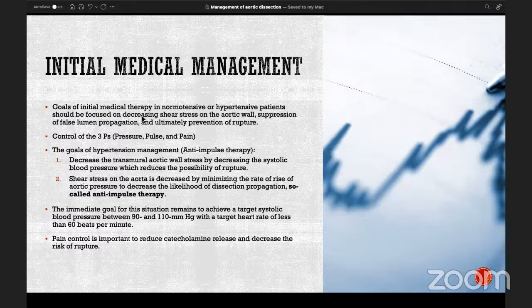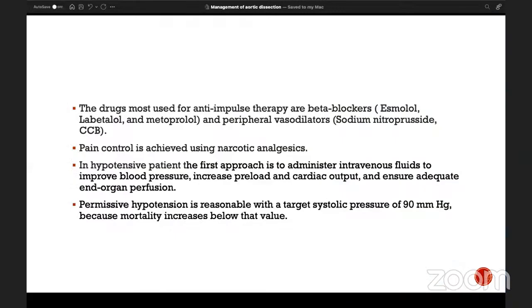The goal for blood pressure target is around 90 to 110 systolic with a target heart rate less than 60 beats per minute. This is usually achieved by a beta blocker as a first-line agent, commonly esmolol and labetalol. Other second-line medications include calcium channel blockers, either dihydropyridine or non-dihydropyridine, in addition to sodium nitroprusside in some patients. Pain control is usually achieved using narcotic analgesia.